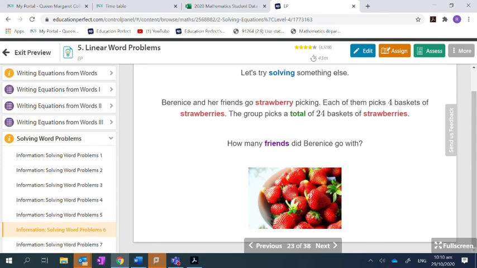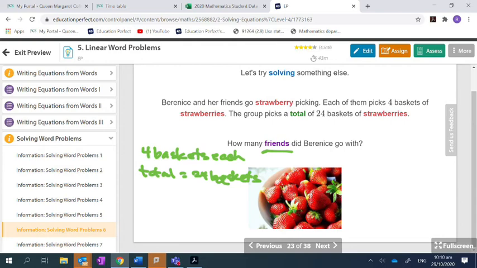Okay. So Berenice and her friends go strawberry picking. Each of them picks 4 baskets of strawberries. So that's a given, right? There's no unknown there, is there? So we know that each person picked 4 baskets, right? So 4 baskets each. However you want to write it, who cares? The group picks a total of 24 baskets. So the total is 24 baskets. Okay? Yummy. How many friends did she go with?